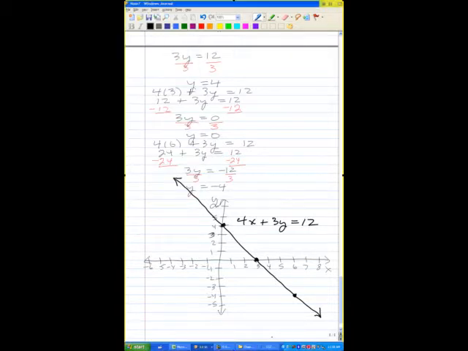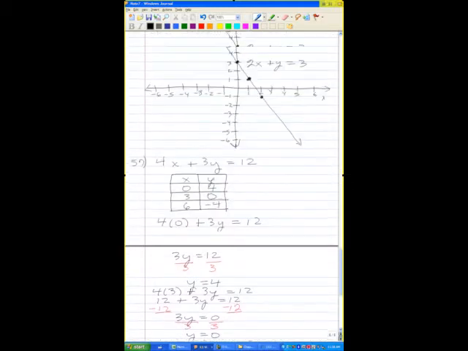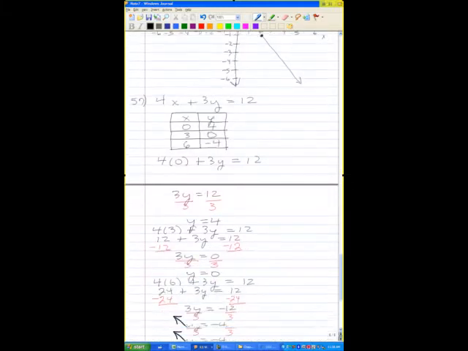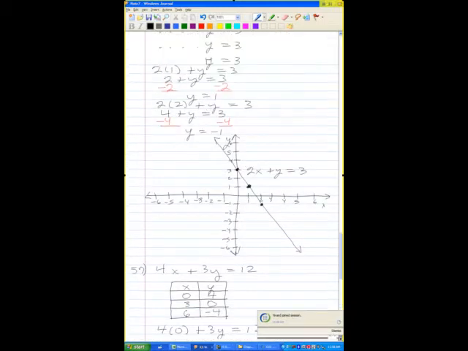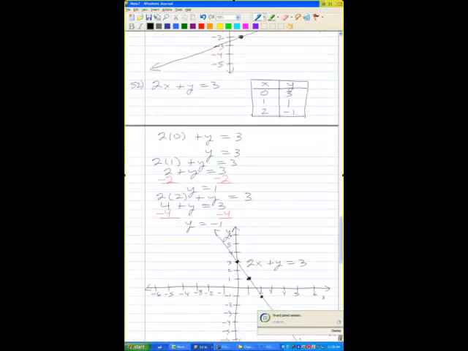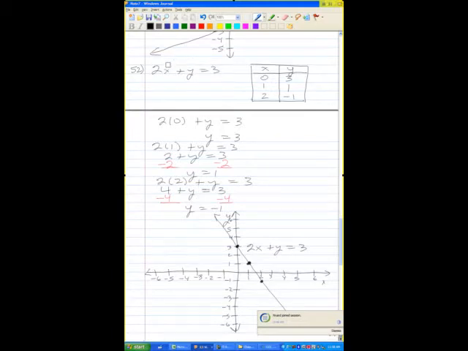Okay. So that's the graph of that. The way I do it sort of in my head is I find an easy point on the equation. Like here, obviously (1, 1) is an easy solution to this.